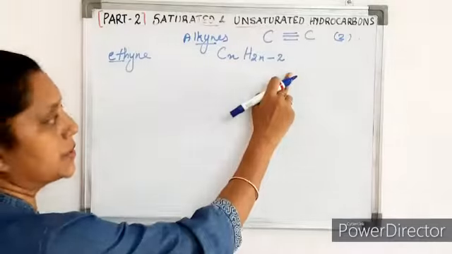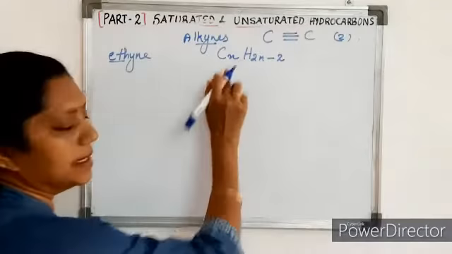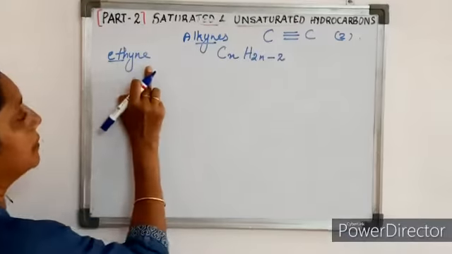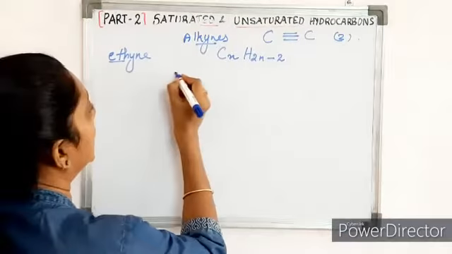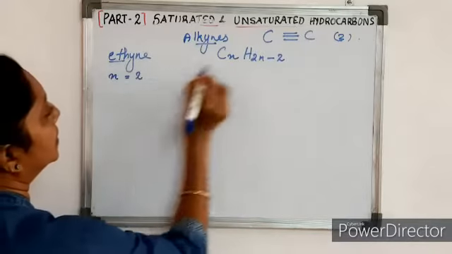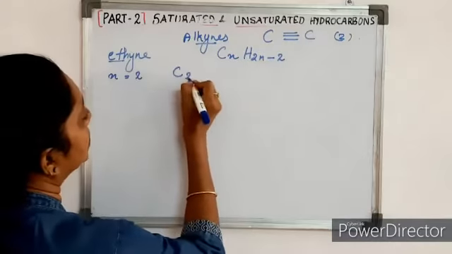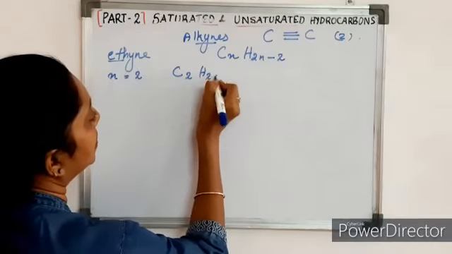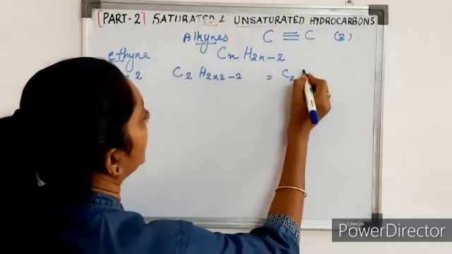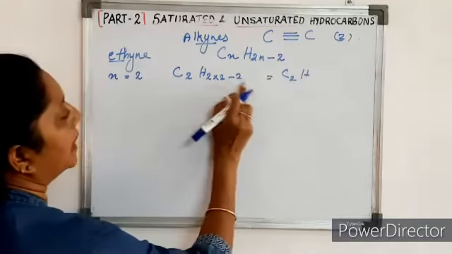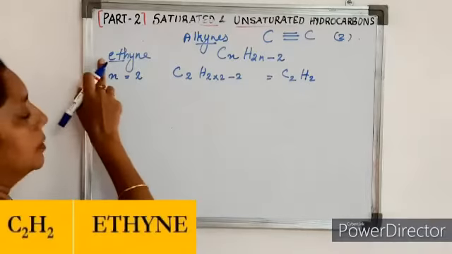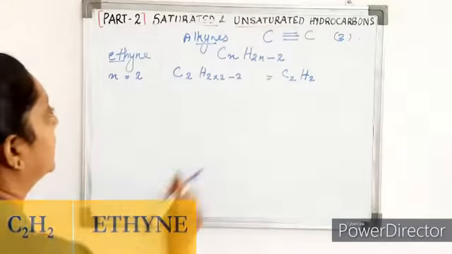CnH2n minus 2, where n is the number of carbon atoms. So, to find the molecular formula for ethyne, we put n equal to 2. That is C2H(2 into 2 minus 2), that is C2H4 minus 2, that is C2H2. This is the formula for ethyne.